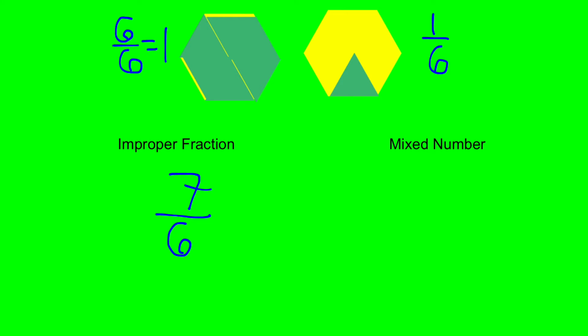It's called an improper fraction because the numerator, the top number, is larger than the bottom number. It's greater than one whole. If we're talking about a mixed number, which is a combination of a whole number and a fraction, well, this part of the picture is one whole, and this part is 1/6. So we say 1 and 1 over 6. And they are both representing the same amount, just in a different form.